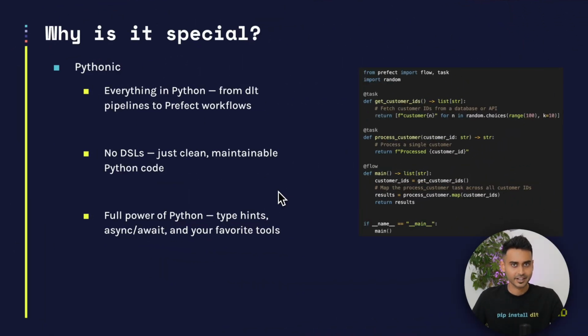There are many orchestrators in the industry, but what are the features that make Prefect special? Firstly, it's Pythonic. You can write your data workflows, your infrastructure, and deployment code all in Python. You do not need to use any domain-specific language or custom syntaxes. And since it's Pythonic, you can use your favorite libraries and features.